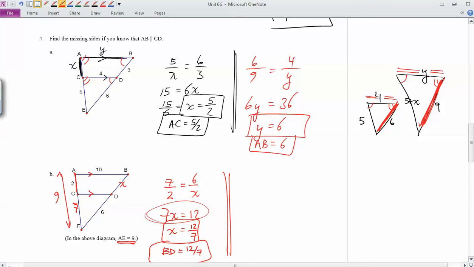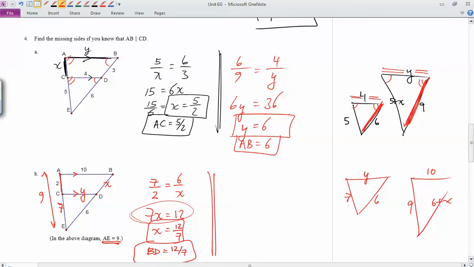Okay. And then the second one, we need this. So I'll call that y for now. And then this is one that I think it's probably a good idea to draw them separately so that you don't accidentally use only part of a triangle. So this would be 9 for the whole side, 10 right here, and then this is 6 plus x. I'd like to avoid that because x is a fraction. So we know that the 7 is going to go with the 9 the same way that the y is going to go with the 10.